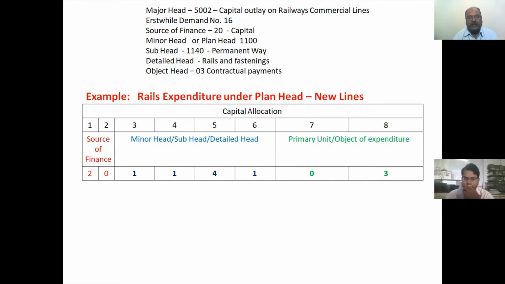Here in the capital allocation, the minor head is nothing but the plan heads. This is very important, because the entire capital expenditure is divided into various minor heads or plan heads, which we call PH for short. That is new lines, gauge conversion, doubling, traffic facilities, and so many plan heads we will discuss. We'll go to the next slide.